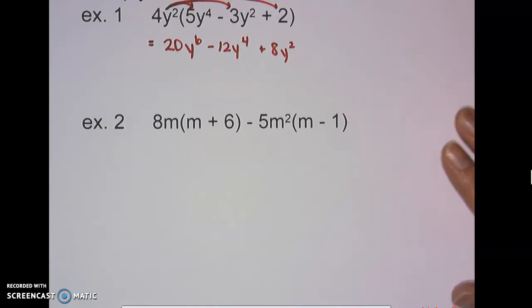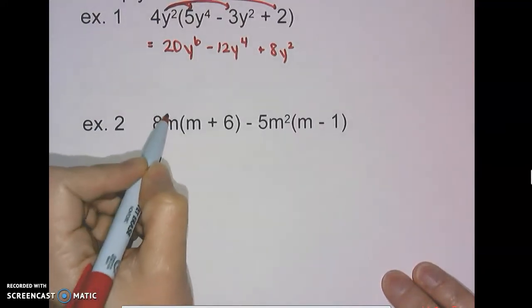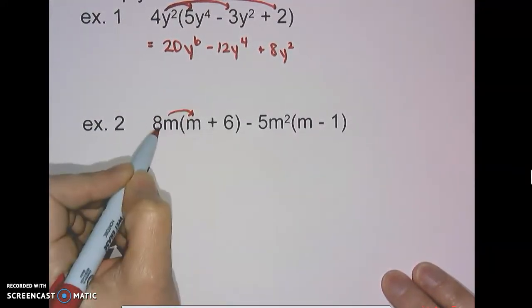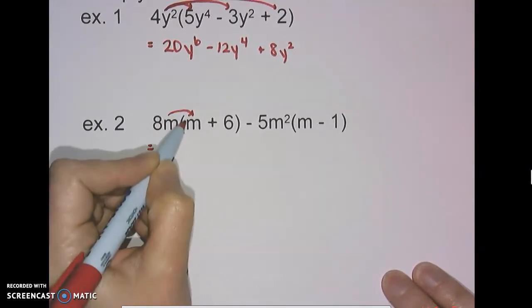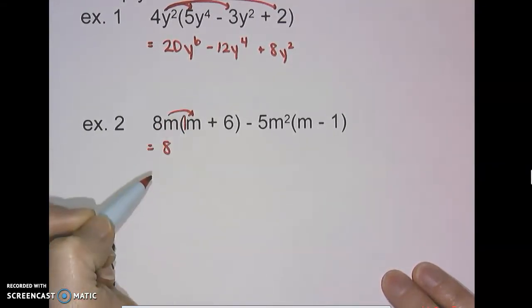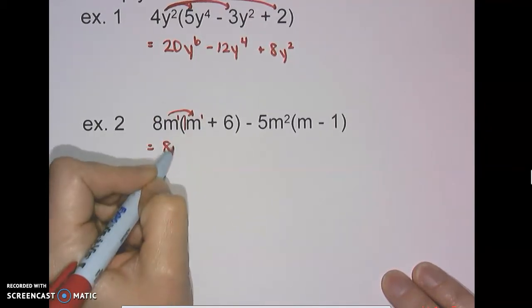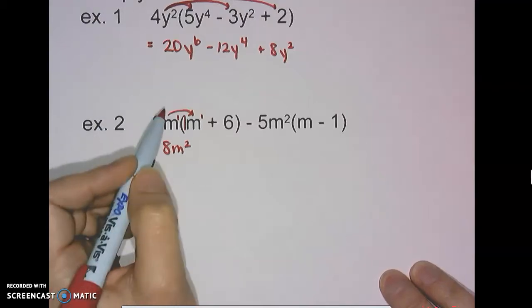The next one here, we have 8m times the quantity m plus 6 minus 5m squared times the quantity m minus 1. This 8m is going to distribute just into this next set of parentheses here. So 8m times m. The 8 gets multiplied by, there's an invisible 1 in front of that. And the exponents here, we have m to the first and m to the first. So if we add those, we would have m squared. M times m is m squared. And we've seen that before.